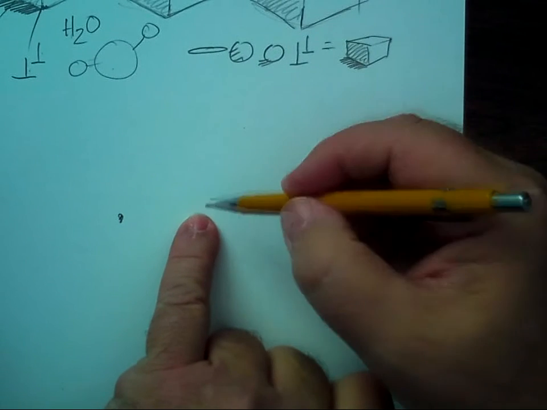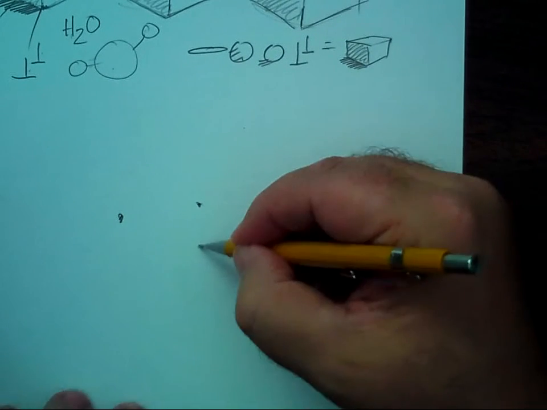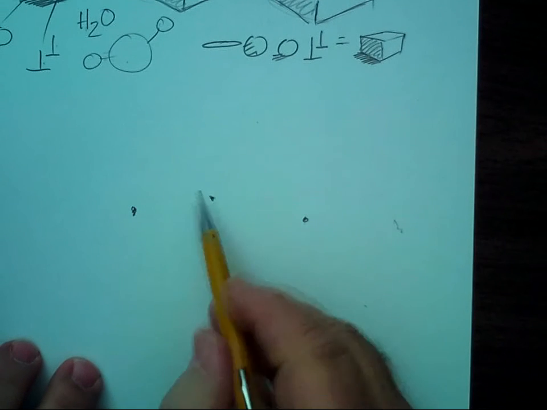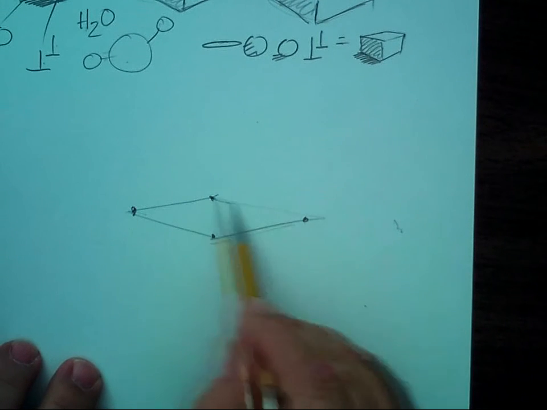Put your finger in the middle. Put a dot above your finger. Put a dot below your finger. And we're going to draw a foreshortened box here.